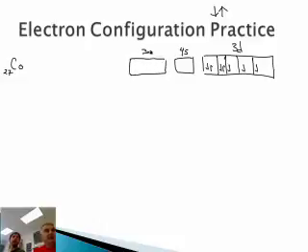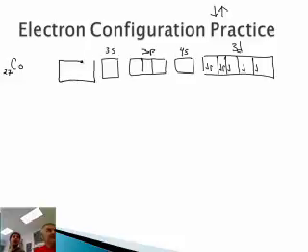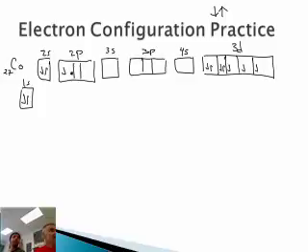3p, and then 3s, 3s. Then 2p. I'm trying to fit them all in right here. I don't know if I'll make it. 2p, 2s, 1s. And then we'll put the 1s over here. And then everybody else is filled.